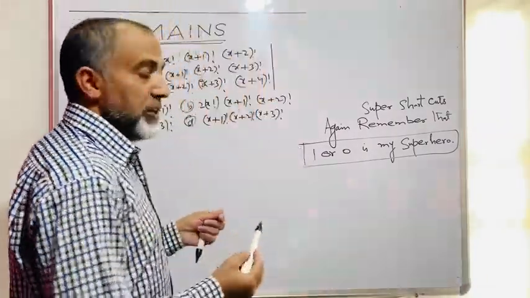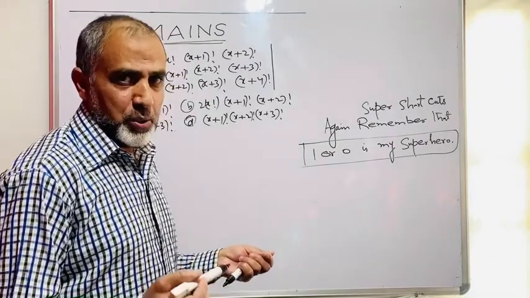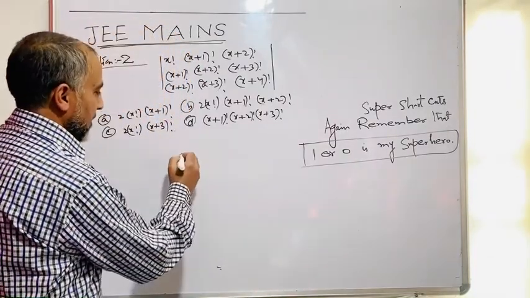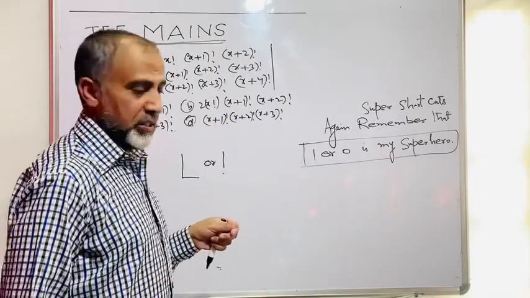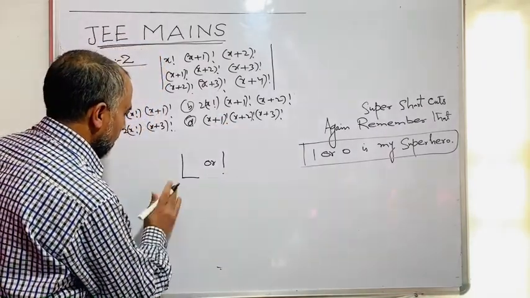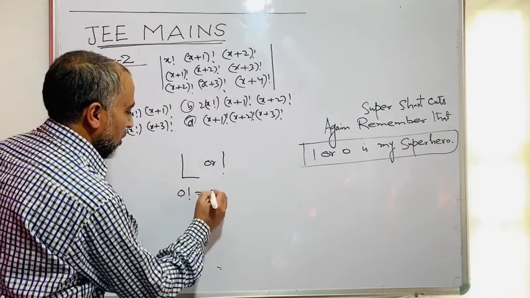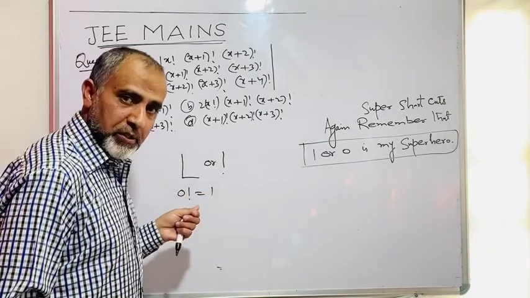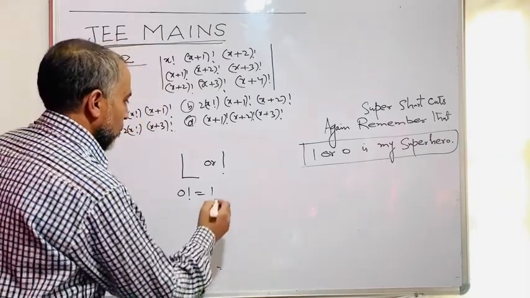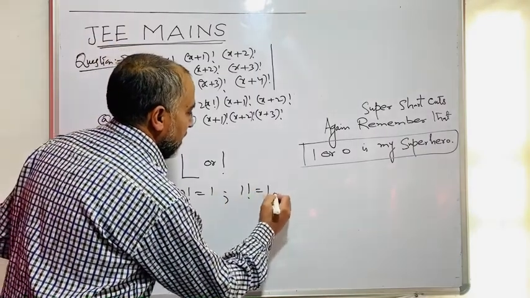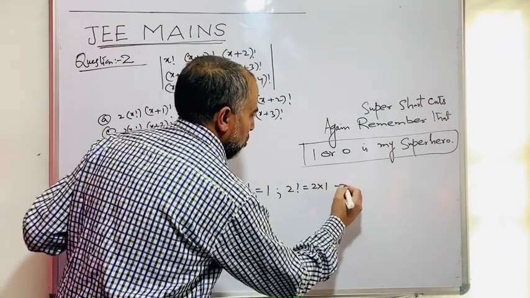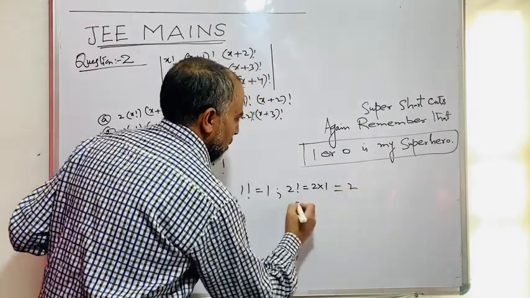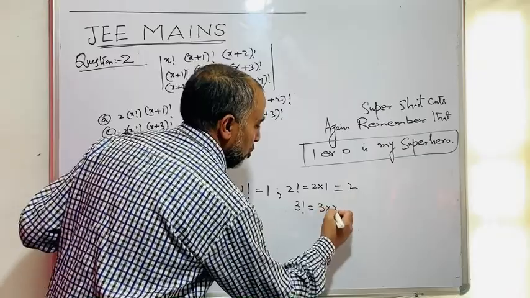First of all, we'll understand what is factorial. You are well aware, we denote factorial like this, or sometimes we denote it like this. You know zero factorial. Zero factorial is one. Do you know how? Okay, I'll show you. No problem. One factorial, that is one. Two factorial is two into one, that is two. Three factorial is 3 into 2 into 1.